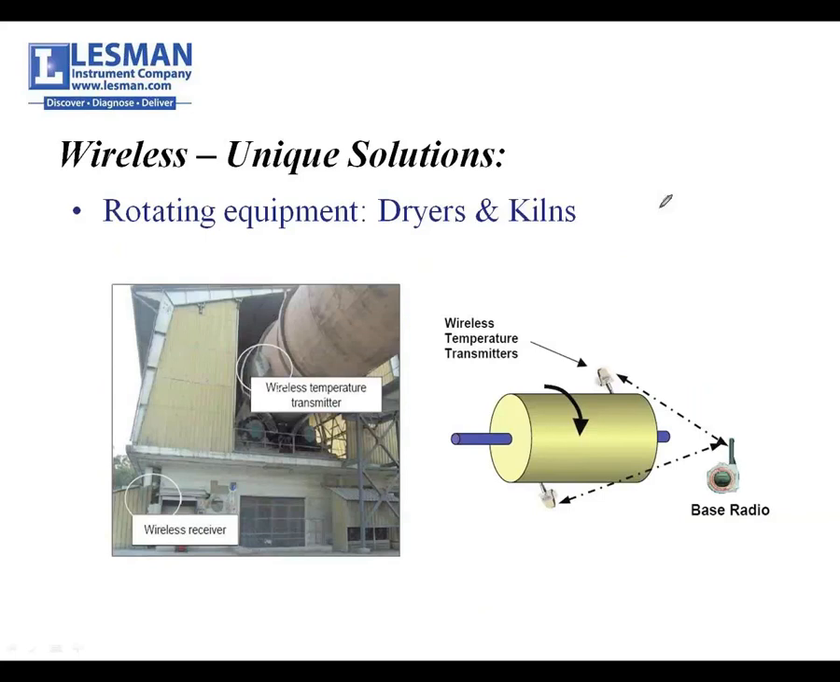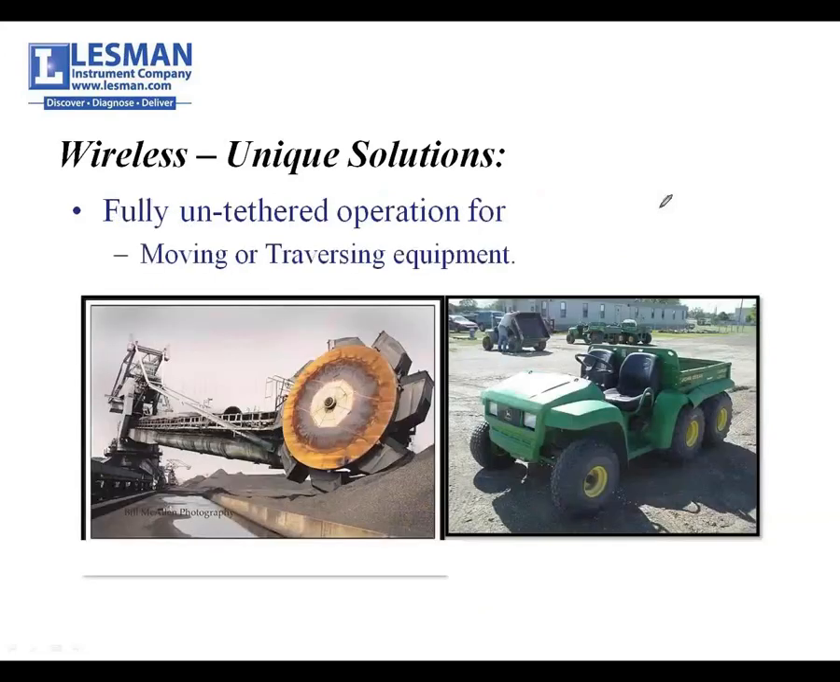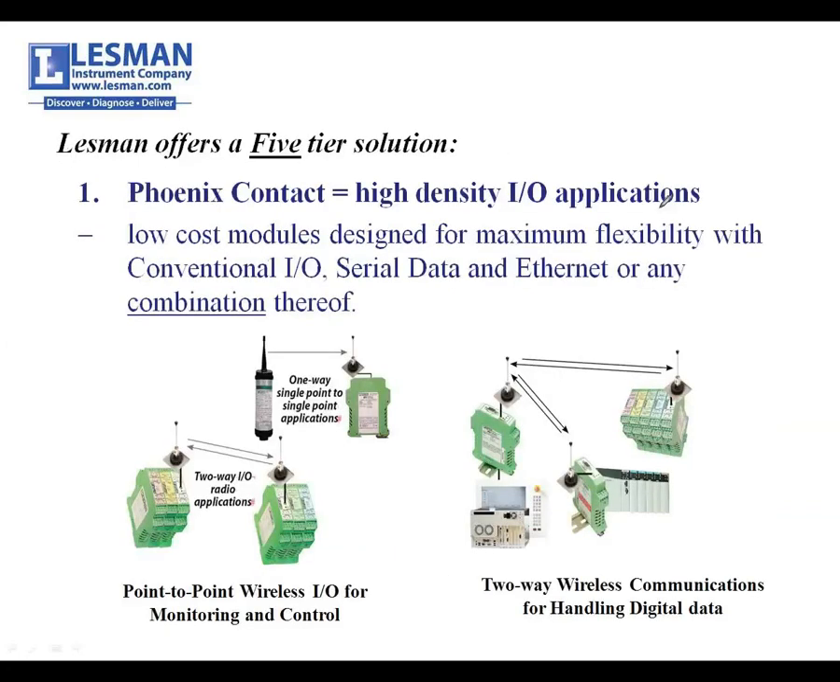Rotating equipment, great thing to do. These are big dryers. We use wireless instead of drag lines. Works very nicely. Mobile or moving equipment. On this John Deere guy over on the right, we have a guy that pumps concrete. He needs to know how much he pumps and at what pressure he pumped it. He's basically working on areas that are going to become landfills. So that was a real nice application we did.